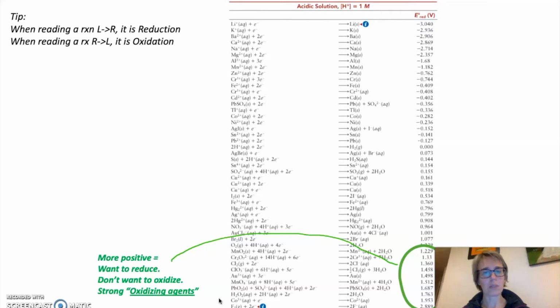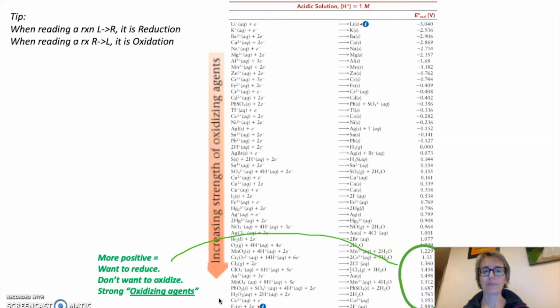That would be a problem because we've all got fluoride in our toothpaste, and if it were spontaneously turning into fluorine gas, we'd all be dead. So, not a good thing. A couple other terms here. The bigger this standard reduction voltage, the stronger this thing is as an oxidizing agent. So fluorine gas is an incredibly potent oxidizing agent, which means that it makes other things oxidize.